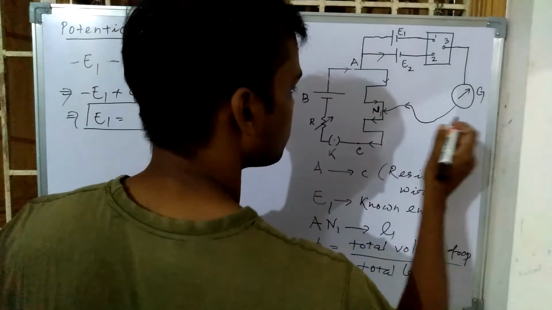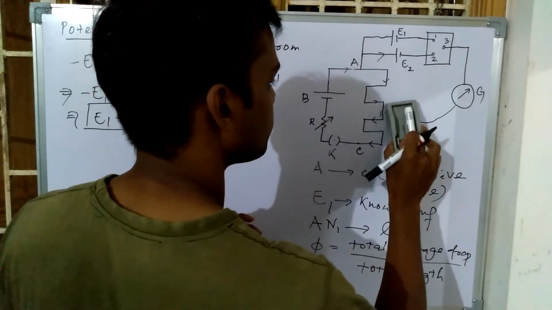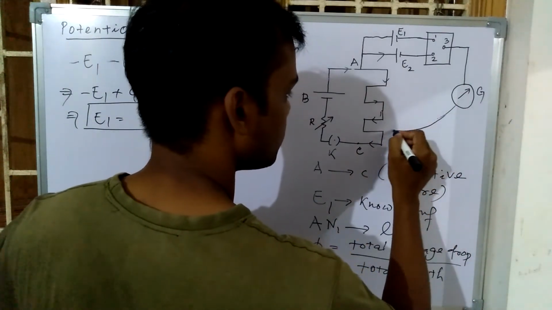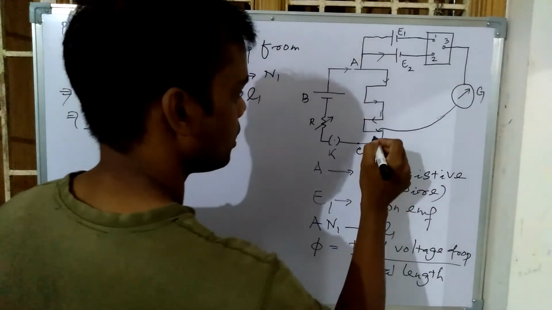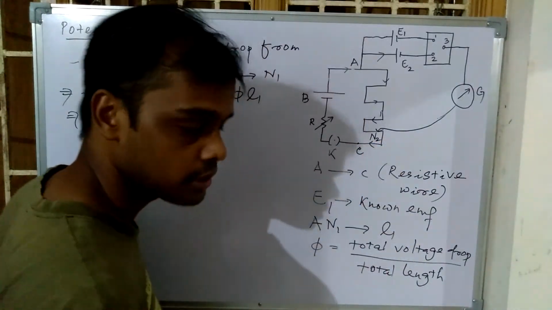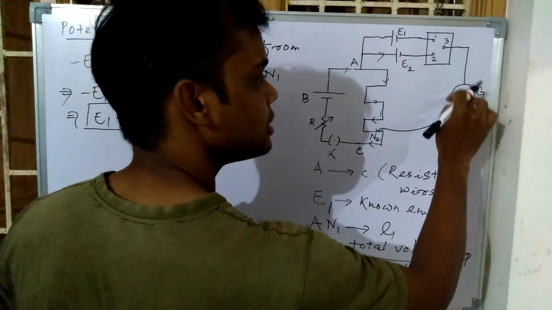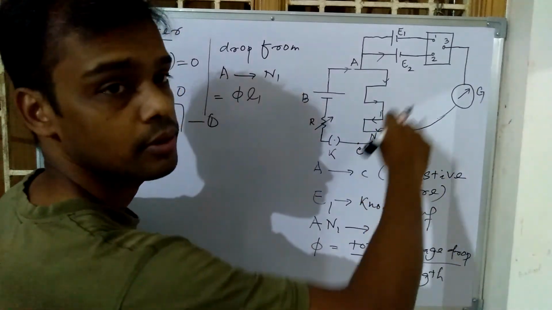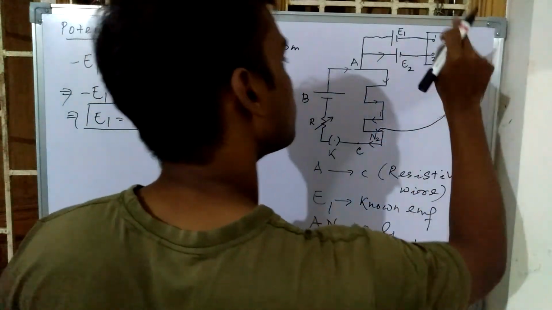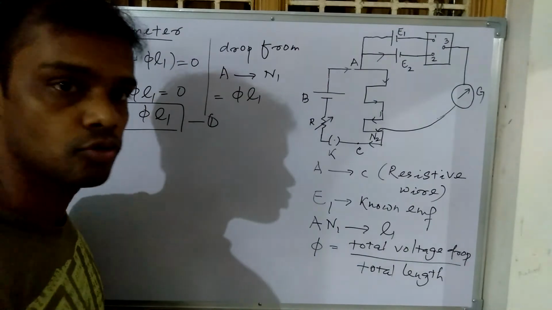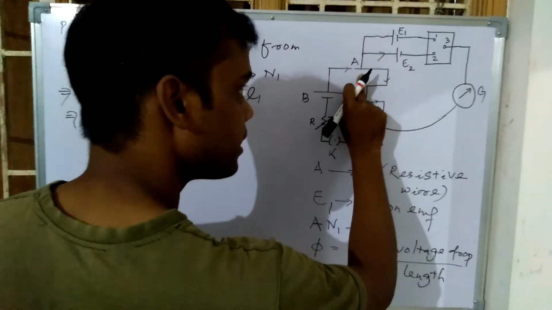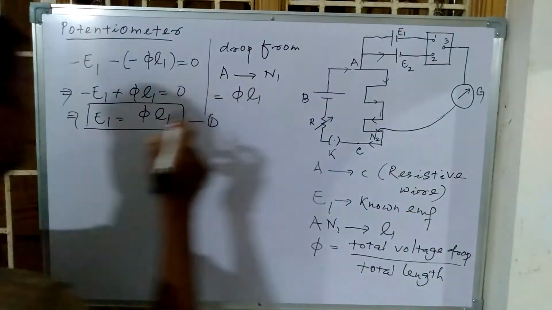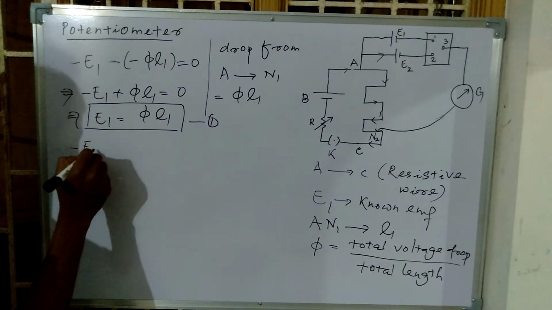So suppose that point is this point. Let N2 be that point where we get zero deflection through the galvanometer. That means the galvanometer does not show any indication of current flowing through the circuit. Now again go to KVL or Kirchhoff's loop rule. Start from point A. From point A we can see E2 is opposing our current, so minus E2.